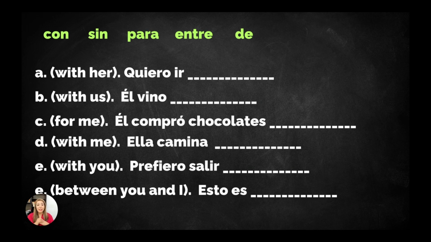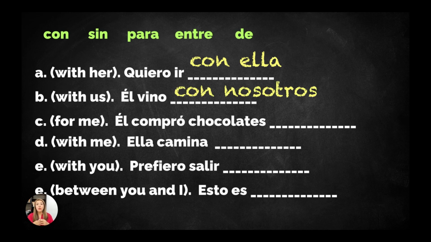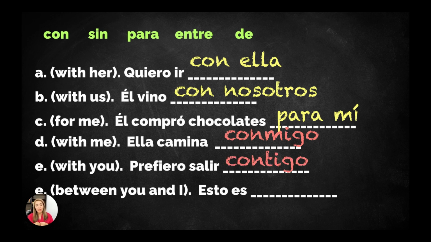Let's practice. Select from the prepositions that you have up at the top: con, with, sin, without, para, for, entre, between, de, from. A, hopefully you said, quiero ir con ella. For B, él vino con nosotros. C, él compró chocolates para mí. Don't forget that accent on mí. D, ella camina conmigo. For E, prefiero salir contigo. For F, esto es entre tú y yo.